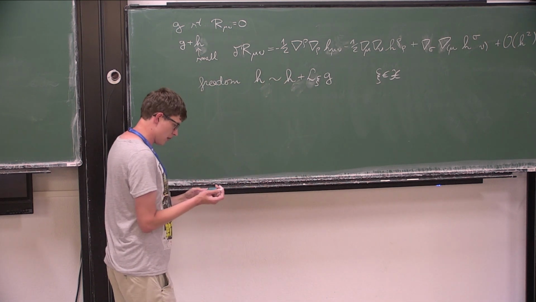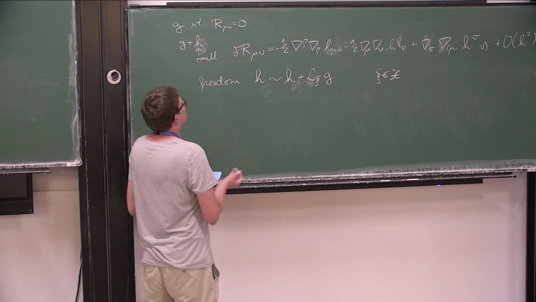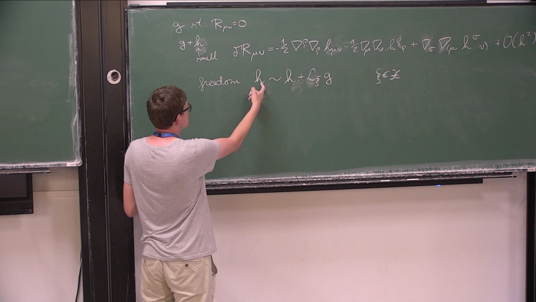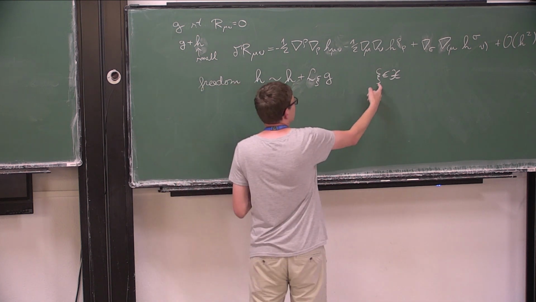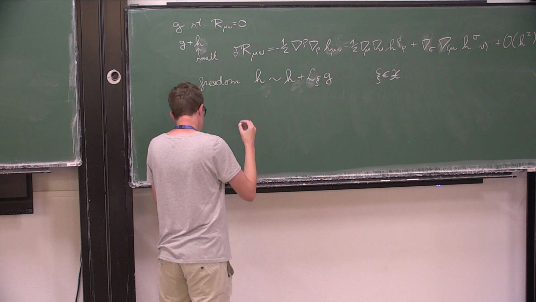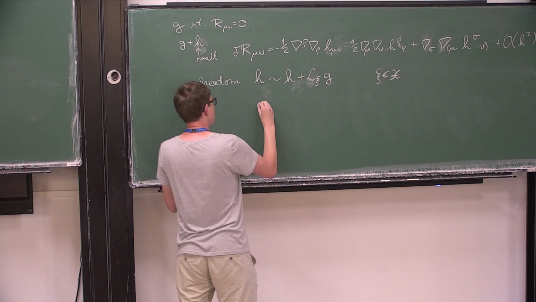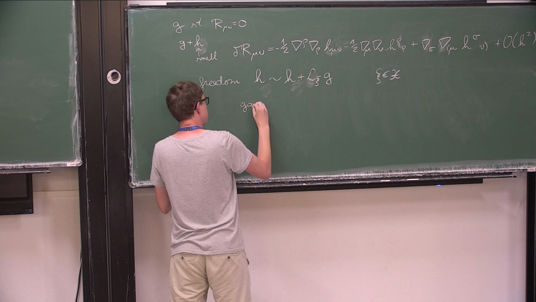Now it can be shown, and I won't show it because of time, that you can use this freedom and pick your vector field in such a nice way that you can restrict your h to satisfy the following equation. This is called gauge fixing.